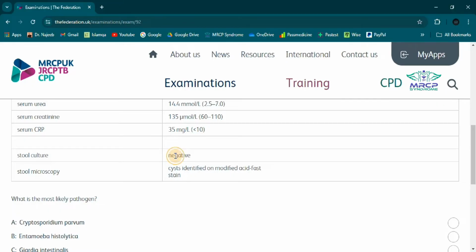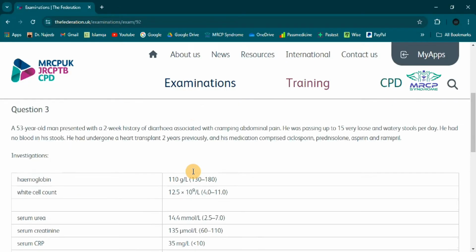The stool culture is negative, so this excludes the common bacterial causes of diarrhea such as Salmonella, Shigella, E. coli, or Campylobacter, and this draws our attention towards a parasitic infection causing the diarrhea. In the stool microscopy, the identification of cyst is the key finding. The modified acid-fast stain is specifically used to detect certain protozoal parasites, particularly those that are acid-fast, meaning they retain the red dye used in the staining process.